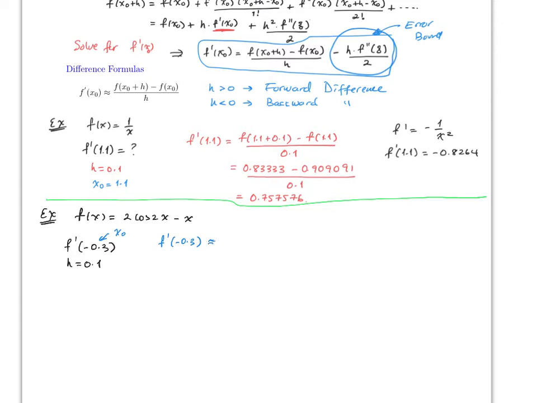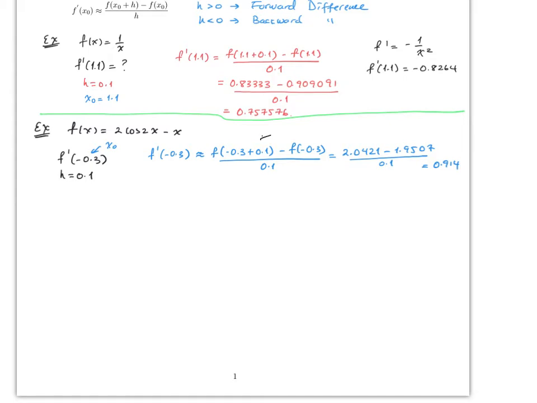So this will be approximately equal to f of negative 0.3 plus 0.1 minus f of negative 0.3, everything divided by 0.1. Make sure you use radians when you use the calculator. So this is 2.0421 minus 1.9507, and everything divided by 0.1, and this gives you 0.914.